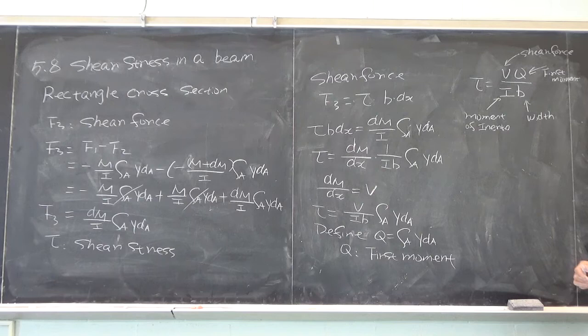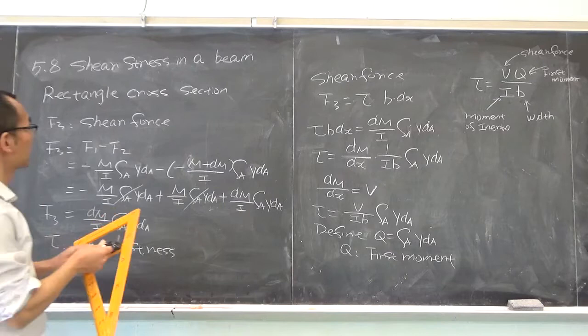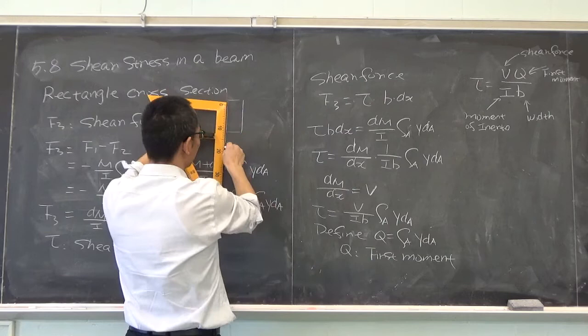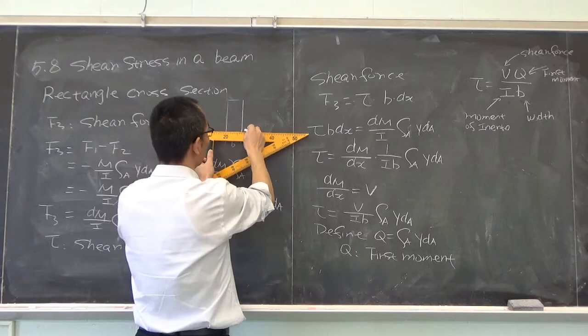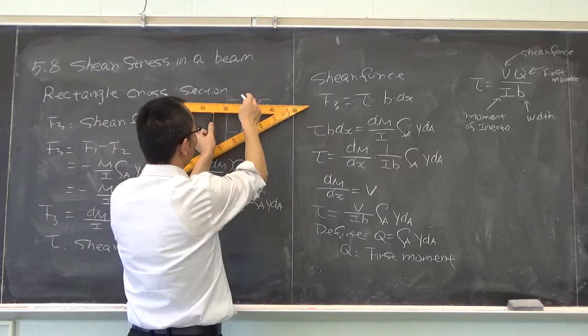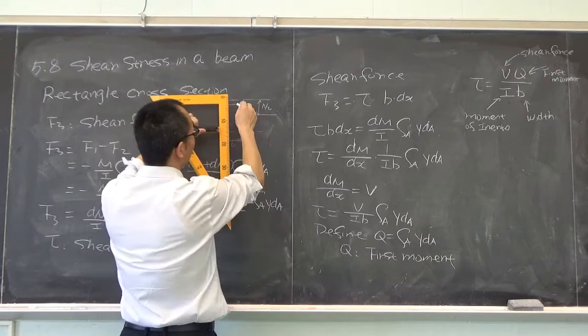Now we want to calculate this one. We know this width, we can calculate the shear stress at any point in your beam, right? So now let's solve this first moment. We know the cross section is a rectangle, right? We know the width is b. Total height h, this is the neutral surface, and this is h over 2. We just want to analyze shear stress here, right? So we integrate from here to the surface. This one is y1, right?